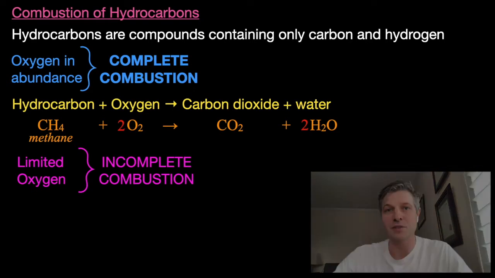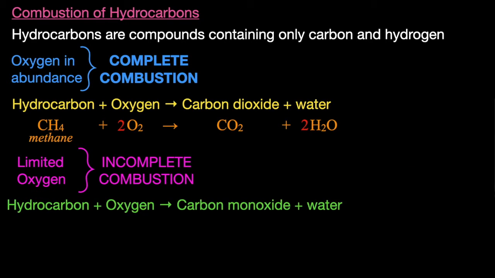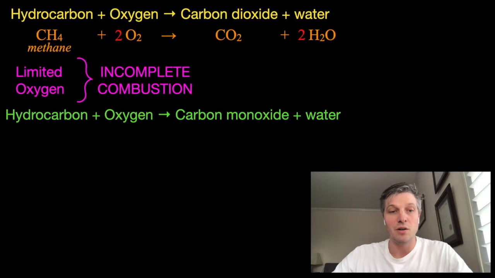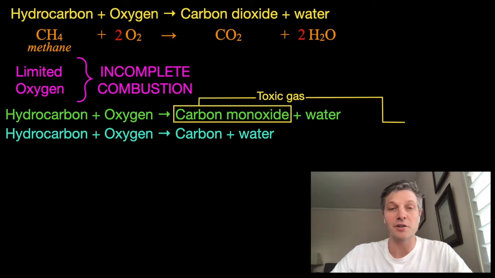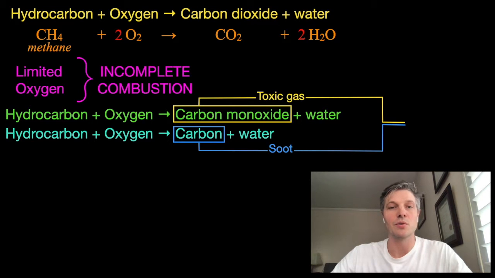Now in the event that the oxygen was limited, we get what is called incomplete combustion. When we have incomplete combustion, we have two reactions going on. We have the hydrocarbon plus oxygen gives us carbon monoxide and water. Obviously we don't like carbon monoxide, this is a toxic gas. The other reaction we'll get is hydrocarbon plus oxygen gives us carbon and water. That carbon component is what we call soot. Together with the soot and that toxic gas, we get what we're very commonly aware of, smoke.